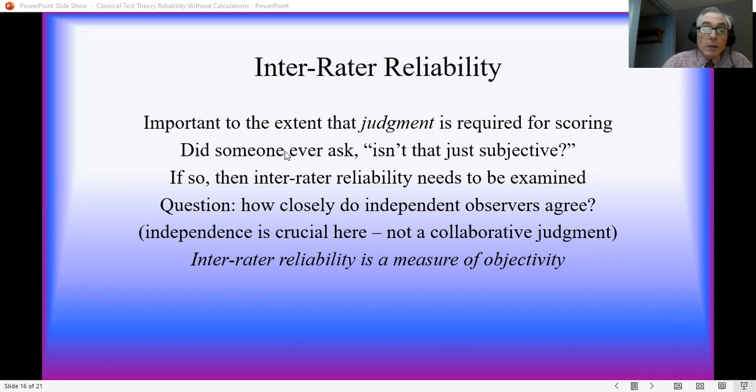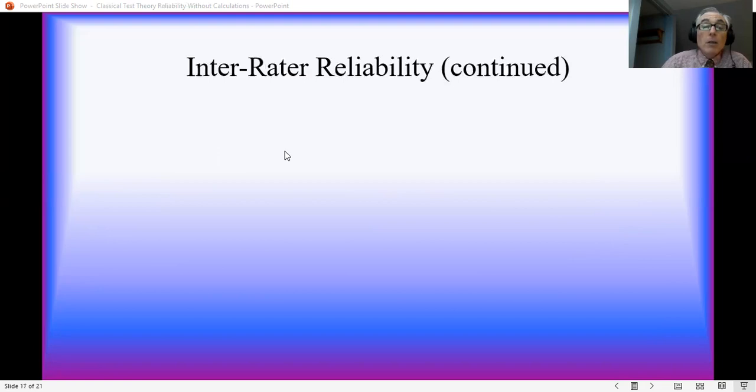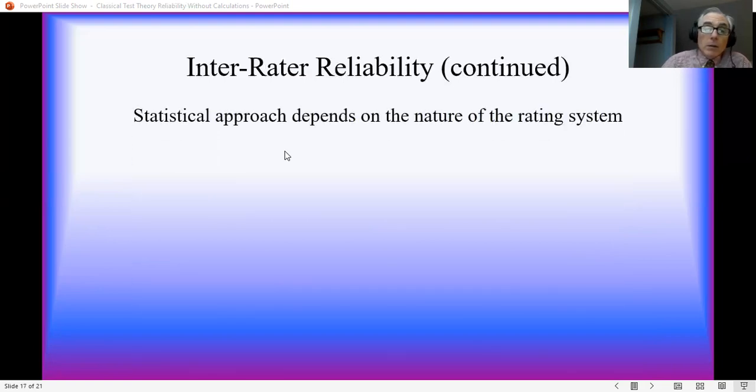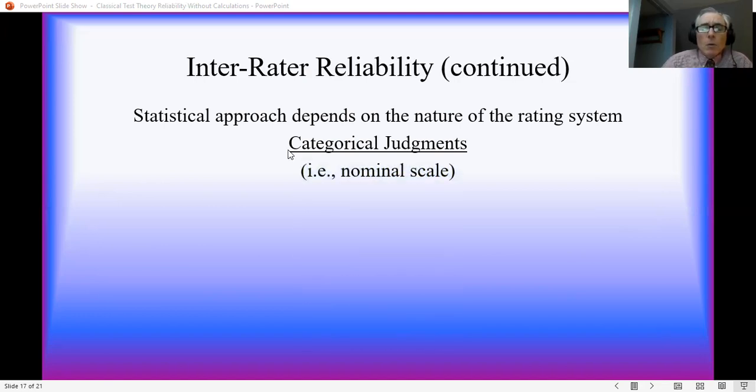And it's not all or nothing. As with any form of reliability, it's quantified. Now, in this case, the statistical approach we take differs depending on what kinds of ratings we're making. So sometimes we're making straight up categorical judgments. Is this or is this not a case of schizophrenia? Would be a very good clinical example, right? And in such cases, we're really on a nominal scale, and we're going to use one set of procedures.